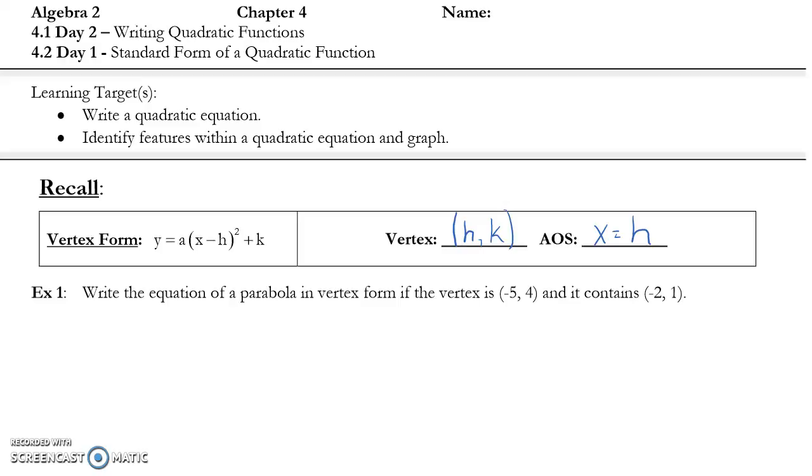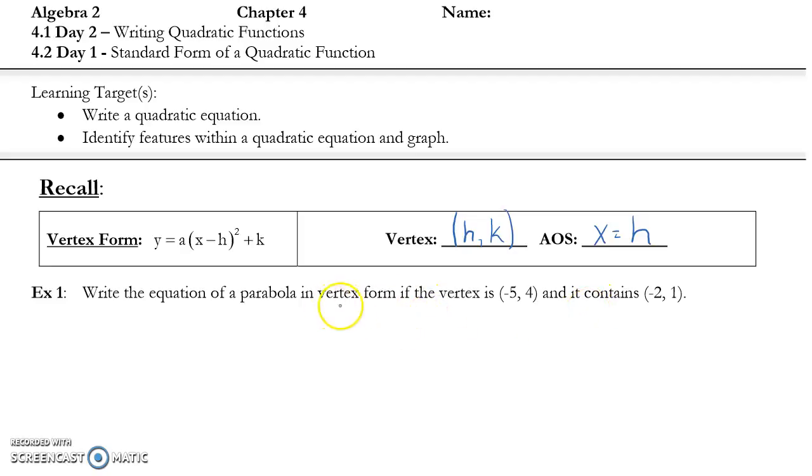So, recall, when we have vertex form, the vertex is at (h, k). H is the x-coordinate, k is the y-coordinate, and the axis of symmetry is always that vertical line through x equals h. So as long as we know the vertex and any other point, we are able to write this equation in vertex form.